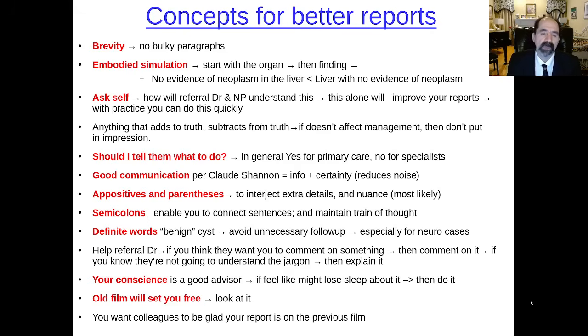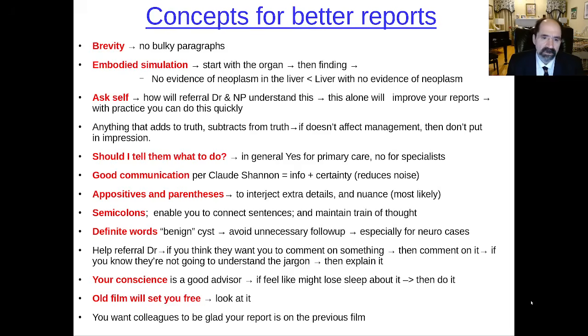For example, if you say no evidence of neoplasm in the liver, nobody knows what you're talking about until you say the word liver. So it's better to say liver with no evidence of neoplasm, and to do that for every anatomical region.